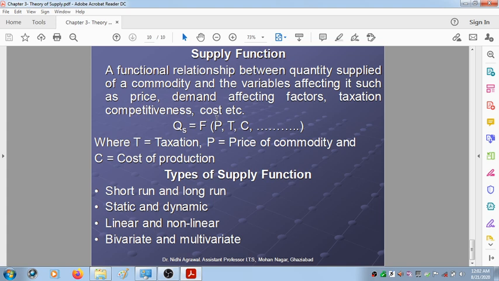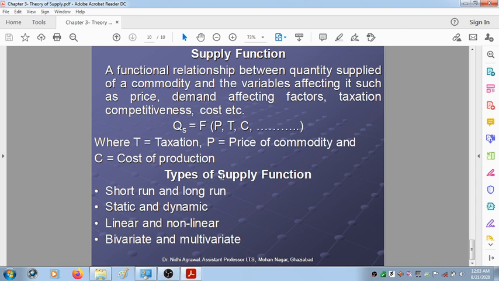So algebraically we can represent it as Qs is equal to f, a function, under bracket P for price of the commodity, T for you can say taste of the consumer, and C is the cost of production, right? Any other factor can be used, any notation you can use, but here P has been used for price of commodity, T has been used for taxation, and C for cost of production, right? And dash dash dash indicates that other factors are also included. So this is a dynamic supply function because we have taken together so many variables, right?